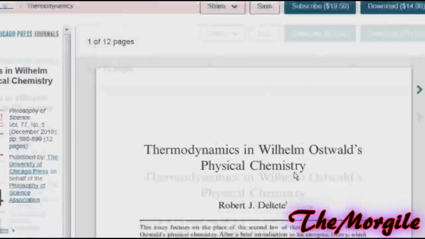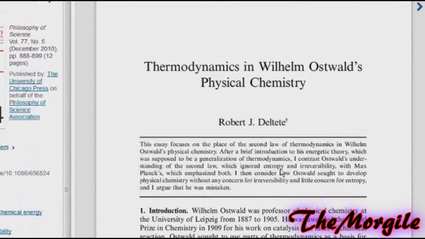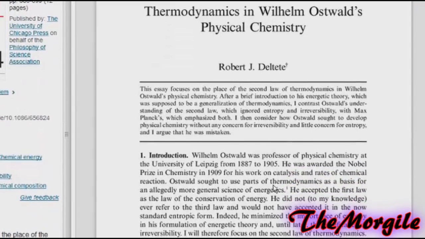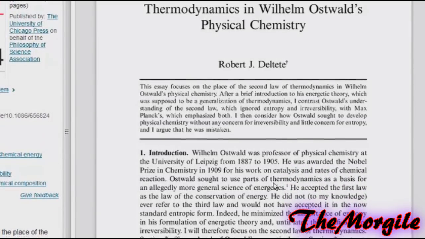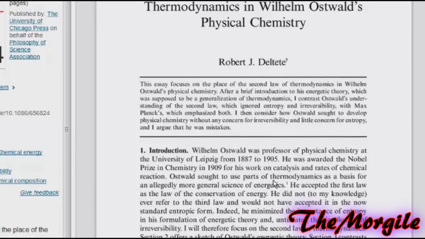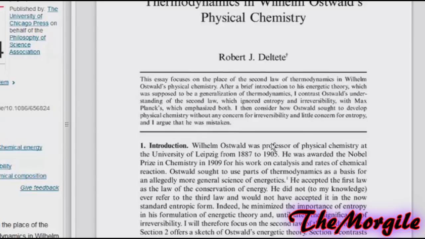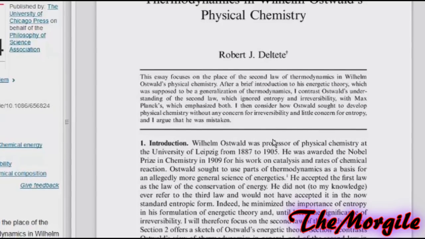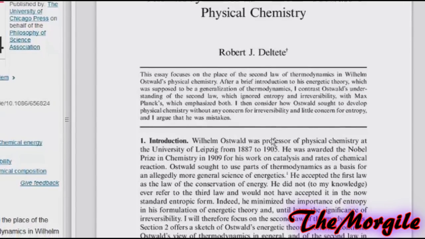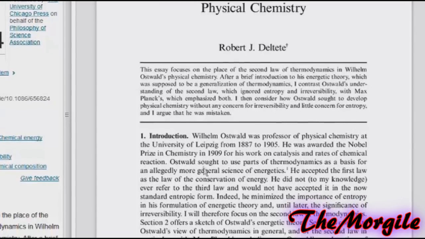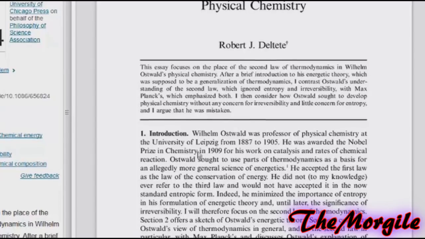Alright, so let's look at this publication from jstor.org: Thermodynamics in Wilhelm Ostwald's Physical Chemistry. So Ostwald was someone who disagreed with Einstein's theories involving atoms and molecules, and he was more attuned with what Nikola Tesla was on about, which was more along the lines of energetics, as they call it. So I'm just going to touch on a couple items here.